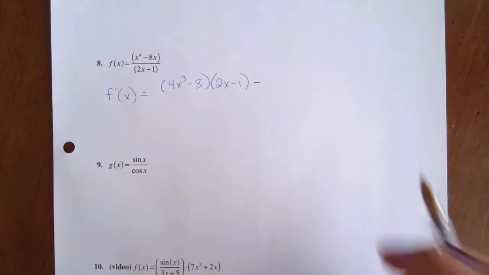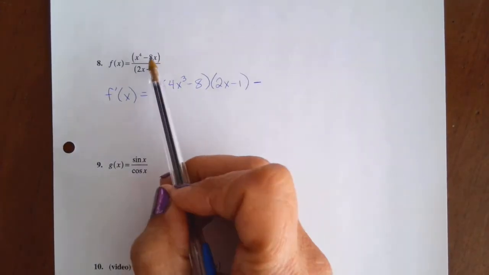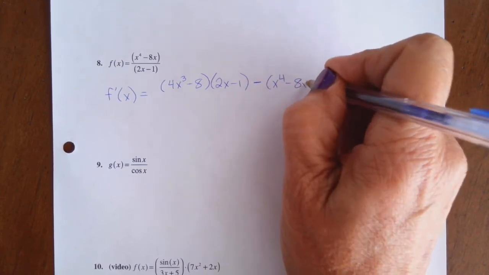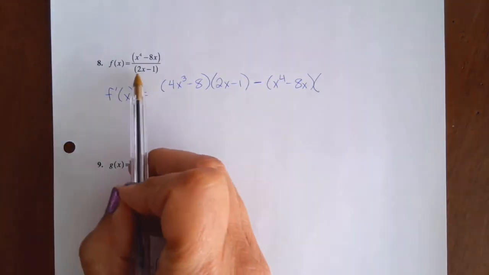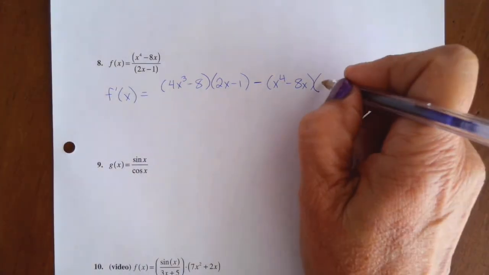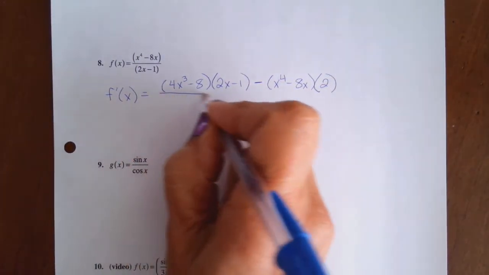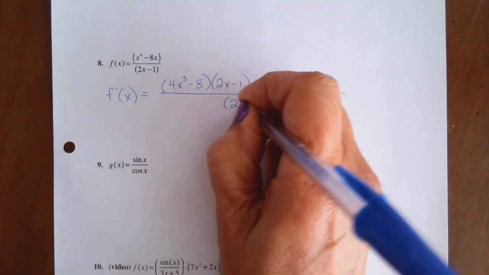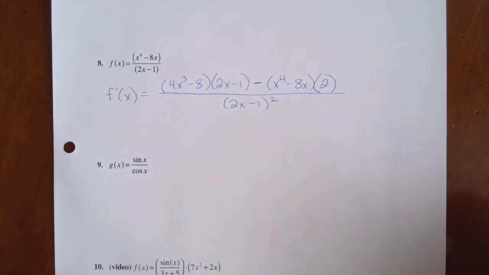Now this one will always have a minus sign. Then you write down the top function the way it is, and then times the derivative of the bottom. Well, the derivative of the bottom function is just 2. And then that whole thing will go over the bottom squared. So 2x minus 1 squared.